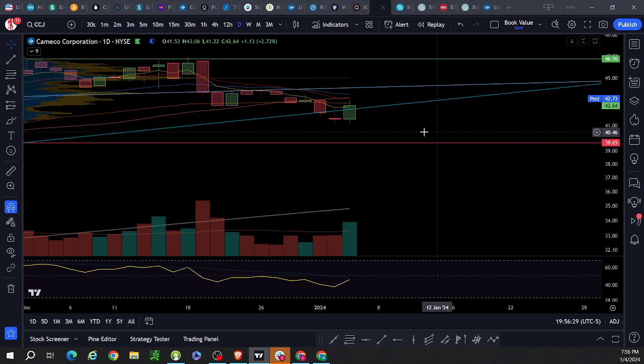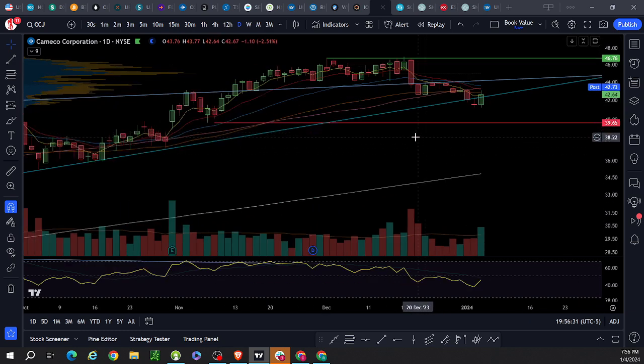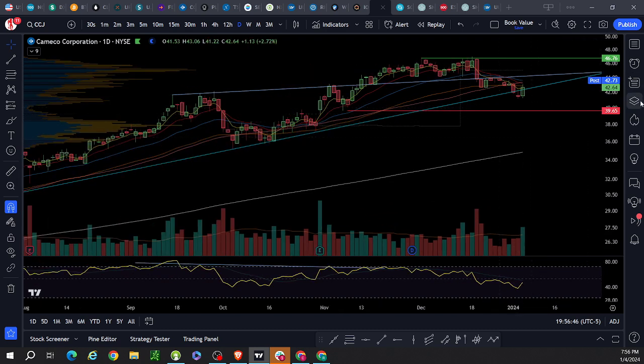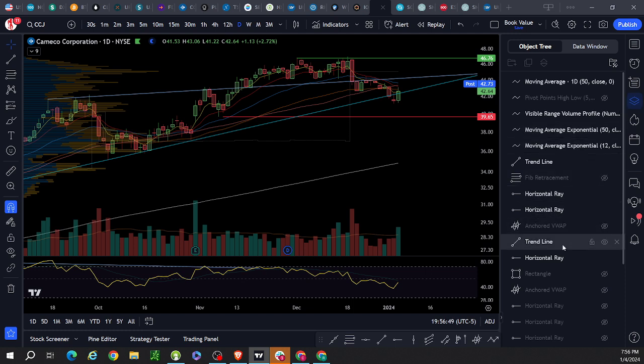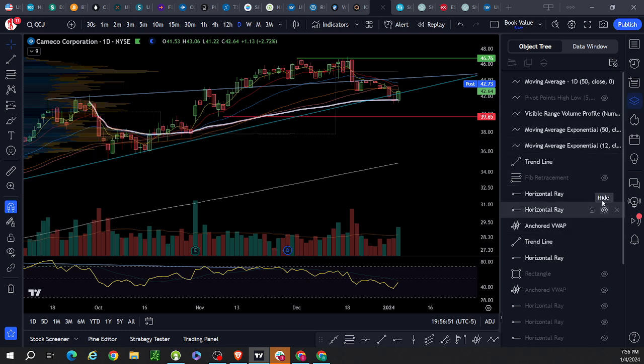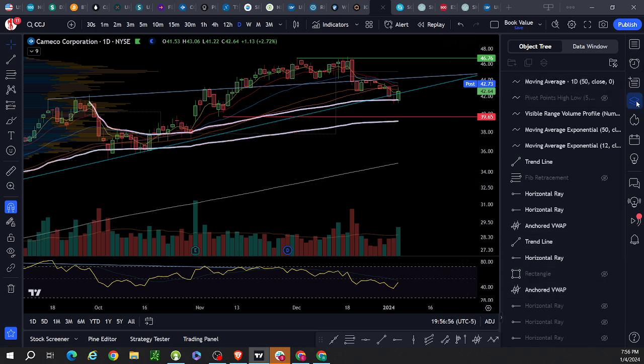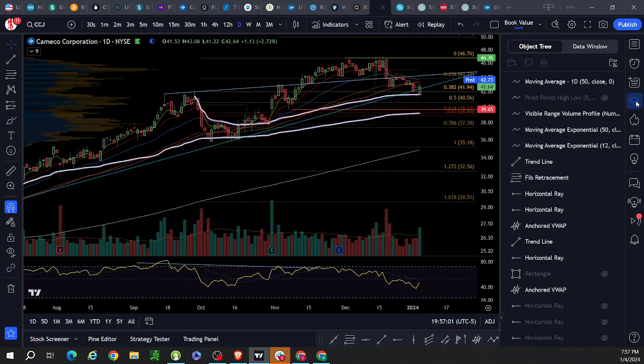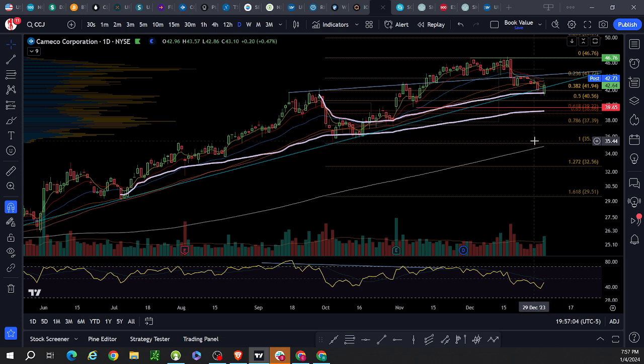I can tell you that if I know the behavior of CCJ, it's probably going to want to do one more flush to break this support, and that's what I'll be watching. But I will be taking an entry tomorrow based off of this double bottom. I will likely give it some room for that flush. I may actually end up deciding to add on that support break, which I do often in this type of market environment that we're in. But that is the table pounder.